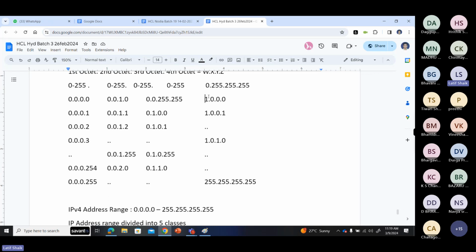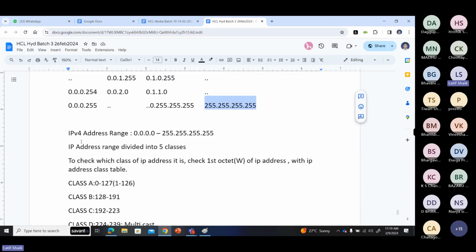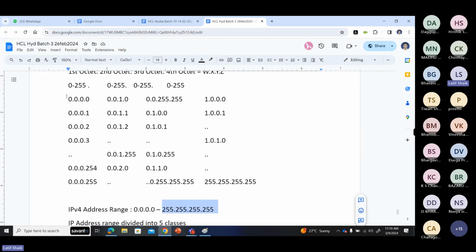Okay. See, it is 0. This is the starting one. This is the ending one. Total IP address ranges from 0.0.0.0 to 255.255.255.255. So no octet is more than 255. So any IP address should be between this and this. It may be like this, it may be like this, but the IP address range is in between these two things.